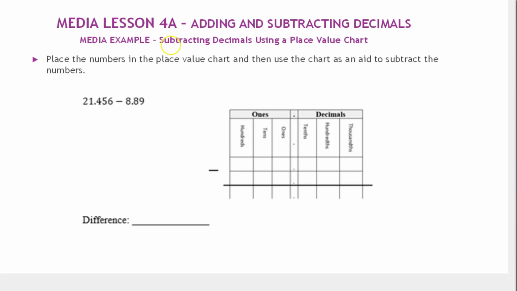In this video, we're going to subtract decimals using a place value chart. Place the numbers in the place value chart and then use the chart as an aid to subtract the numbers. So here's our subtraction problem. We're going to put it in this chart, and remember, with subtraction, order definitely matters. So this number should go first.